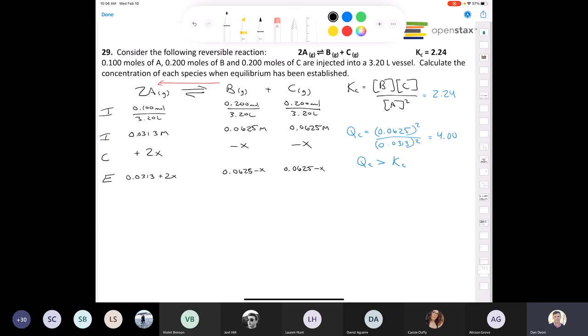So now we're just going to solve for x. Let's write down our equilibrium expression. We know that our Kc, 2.24, is going to be equal to 0.0625 minus x, squared, because there's two of those, divided by 0.0313 plus 2x, squared. Now, you've got an option here. You can solve the polynomial, or you can do what? Who could tell me what my next step would be if I want to make my life a little easier?